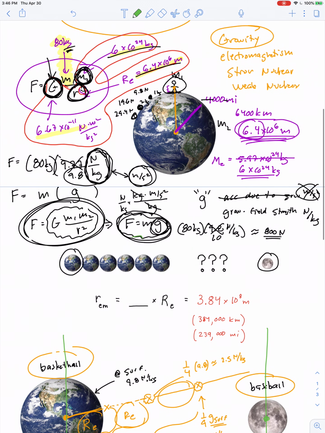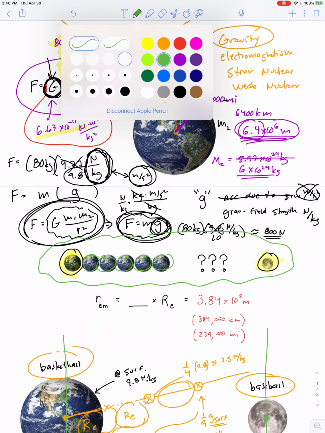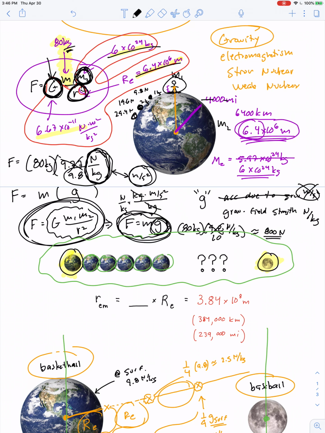So here I'm presenting it as a question. How many Earths could you put end to end in between the actual Earth and the Moon? It turns out you can fit 30 Earths in between the Earth and the Moon, which means 60 times the radius of the Earth, right? The diameter of the Earth is 2 times the radius of the Earth, and if you can fit 30 Earths between the Earth and the Moon, then the Earth-Moon distance is 60 times the radius of the Earth.